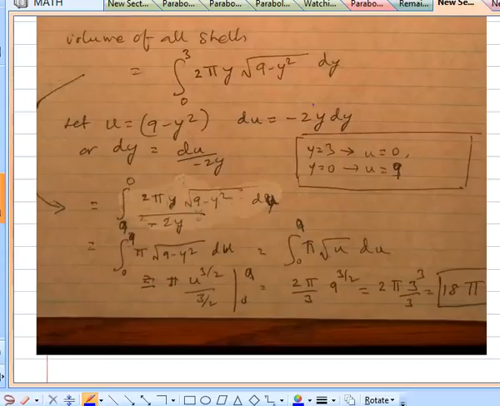So 9 minus y squared can be written as u, and instead of dy, we replace dy with du over minus 2y. So minus 2y and 2y do get cancelled out except for the negative sign. To get rid of the negative sign, we just change the limits. So it would have been originally 9 to 0, change it from 0 to 9. That's the same thing as multiplying with a negative sign.